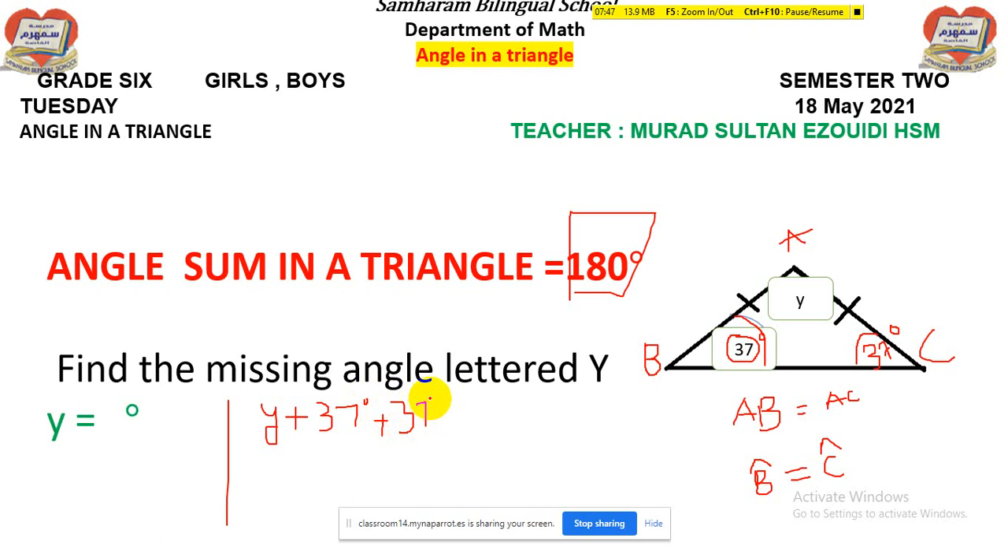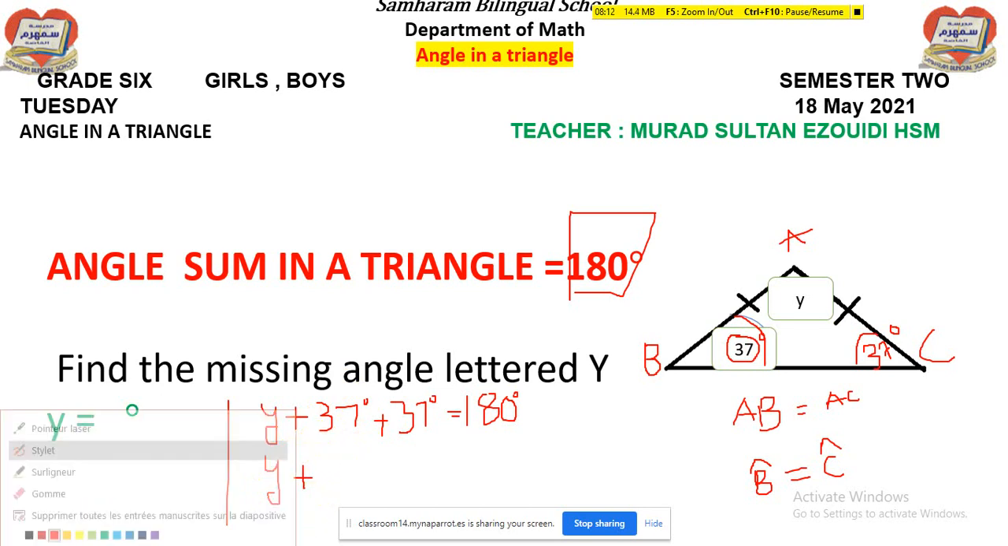Okay, so it should be equal to 180 degrees. Clear? This is 180 degrees. Here, just add, my learners, 37 plus 37 is what? I will just write y as it is, no change. y plus 37 plus 37. This one, my learners, is what in fact?